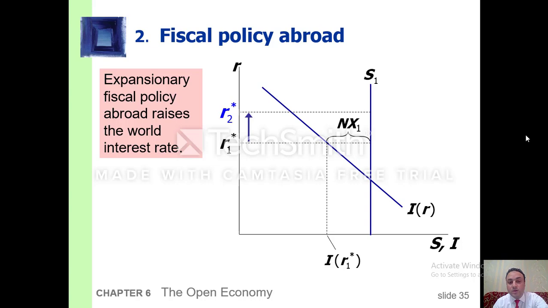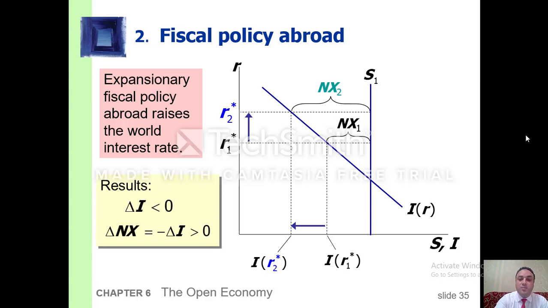As you can see, the world interest rate here raises upward. So what happens in this case? You can see the investment will decrease. As we know, when the interest rate increases, the investment will decrease. And the net exports also will decrease, or the net capital outflow. So the result of this change in the fiscal policy abroad, which raises the world interest rate, is a change in investment that is less than zero, and a change also in the net exports, as we see in the graph.